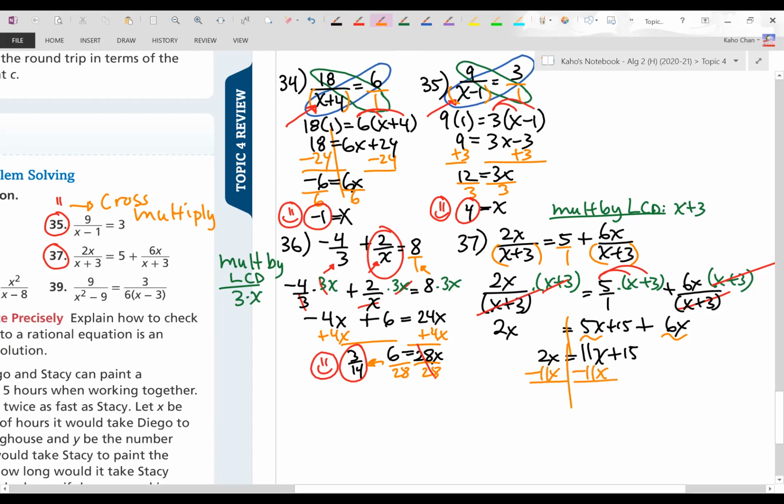Doesn't bother anybody. 2 minus 11x is negative 9. Divide by negative 9 on both sides. Reduce the heck out of that, 15 over negative 9. X equals negative 5/3. Okay? And that is also okay. Negative 5/3 will not make the denominators in the original problem illegal. So we don't have any extraneous solutions there.